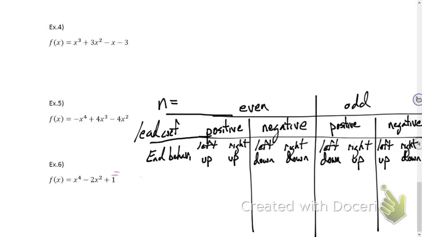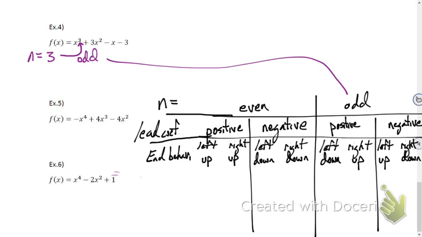So on number 4, we need to write down the degree, and that is the largest exponent. So that is 3. And I'm looking at that 3 right there. That's the largest exponent, which is odd. Not weird, I mean odd in terms of that right there.